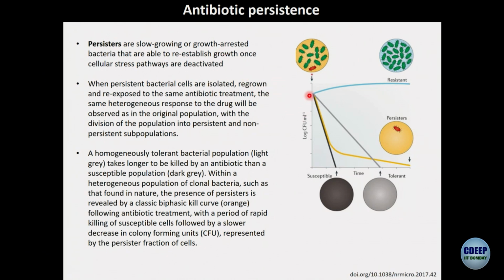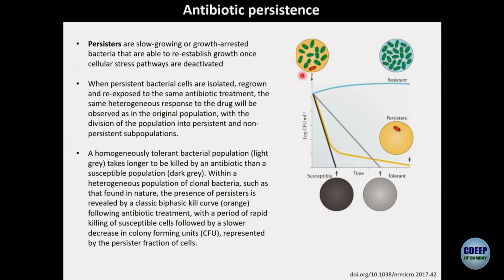You start with a population. This is a bacterial population, let's say. If you put antibiotic and start measuring the number of bacterial colonies, the black line represents that of the susceptible population. The blue line represents the population which is resistant, because none of them gets killed even with extended exposure to that particular antibiotic concentration, and that's why you see all the bacteria is green over here.